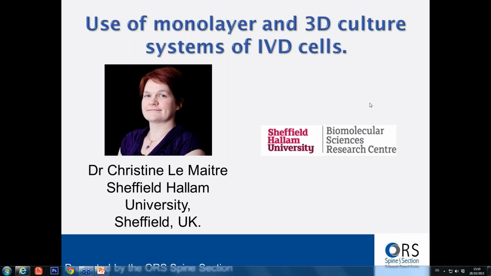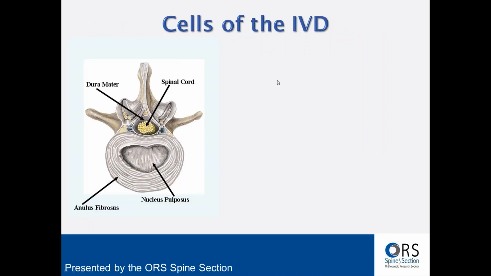I will now cover the use of monolayer and 3D culture systems with intervertebral disc cells. First of all, just a brief summary. I know many of you listening to the webinar are aware of this because you're very well experienced in the area, but for those that aren't, the intervertebral disc is made up of two main components: the gelatinous nucleus pulposus in the centre and the more fibrous annulus fibrosus around the outside. And within each of these regions there are two different types of cells.